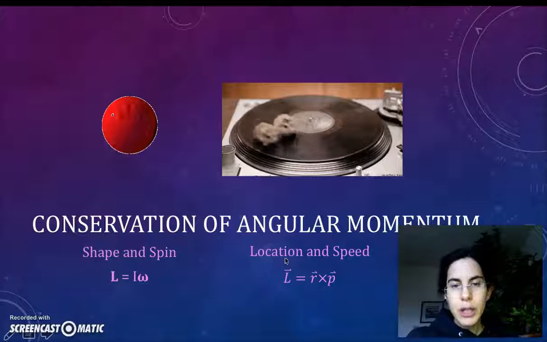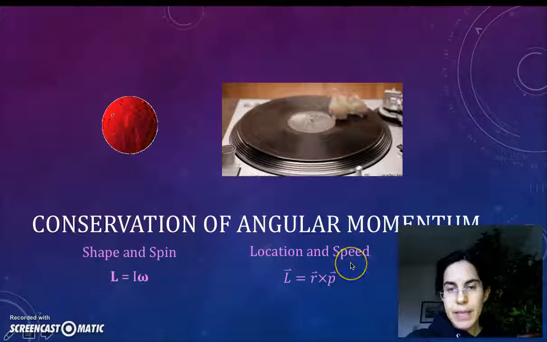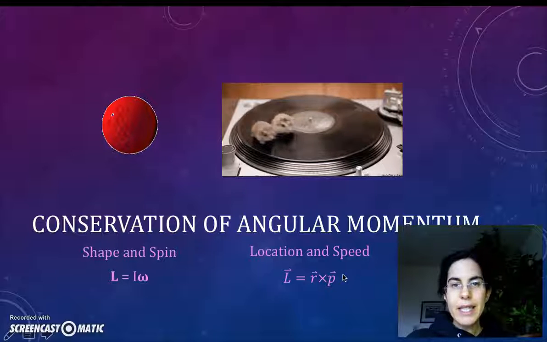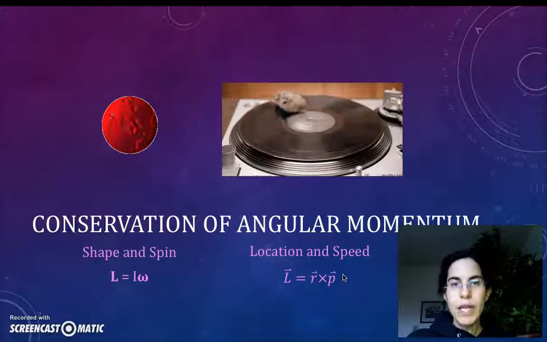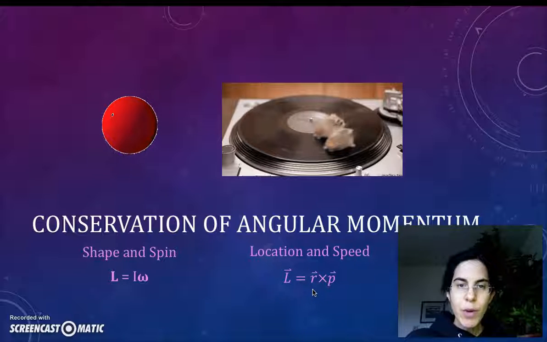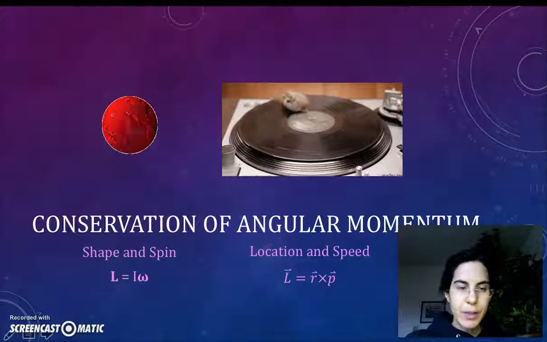This formulation, based on location and momentum, that is to say location, mass, and speed, is much more helpful if you have several objects in a system moving in a circular path. If you have orbits, if you have laps, if you have anything that goes round and round. Let's take a look at a couple of examples.